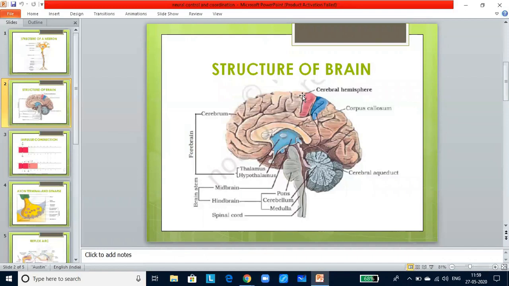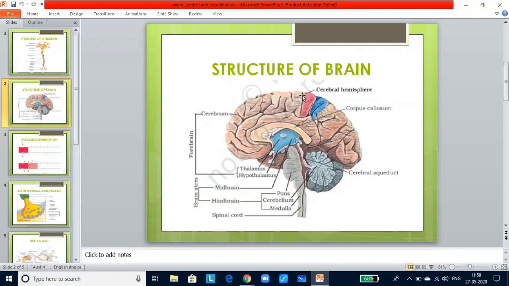Now the brain is covered by three membranes or meninges. The innermost is the pia mater, outermost is the dura mater and middle one is the arachnoid membrane. So if you are able to remember PAD from innermost, that is pia mater, arachnoid membrane and dura mater, you will be able to get the meninges in the right order from inside to outside. Meningitis, you might have heard the term, that is the infection of the meninges which results in brain fever.